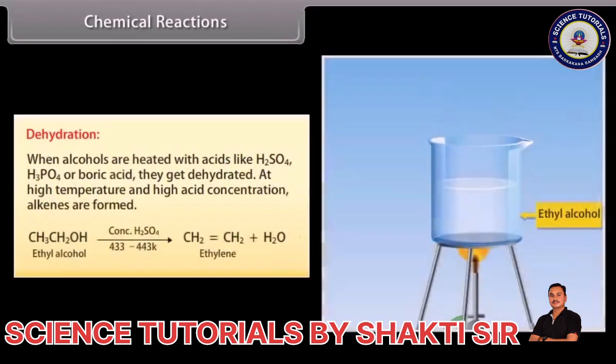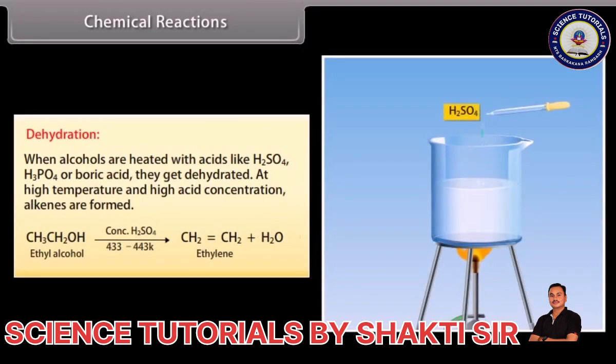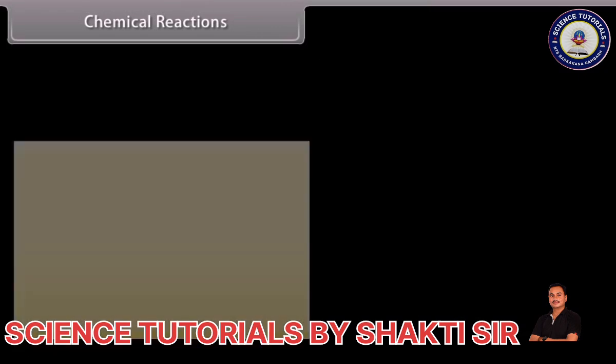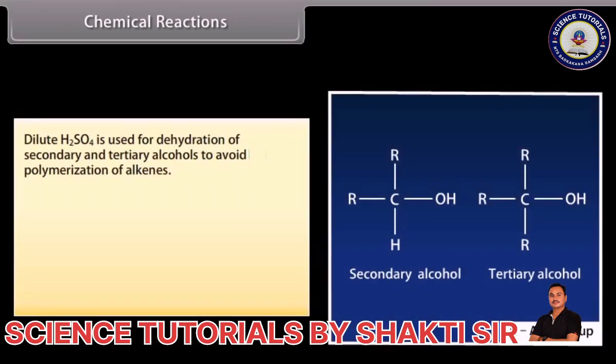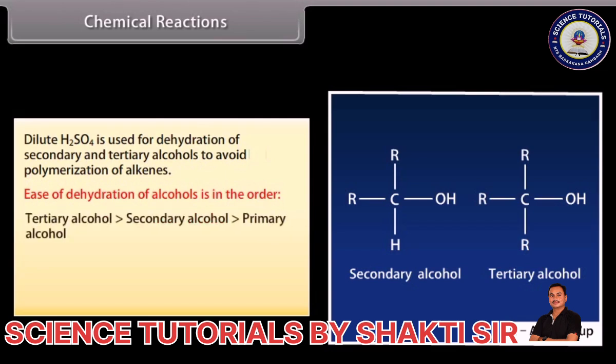Dehydration. When alcohols are heated with acids like sulfuric acid, phosphoric acid or boric acid, they get dehydrated. At high temperature and high acid concentration, alkenes are formed. Dilute sulfuric acid is used for dehydration of secondary and tertiary alcohols to avoid polymerization of alkenes. Ease of dehydration of alcohols is in the order tertiary alcohol followed by secondary alcohol and then primary alcohol.